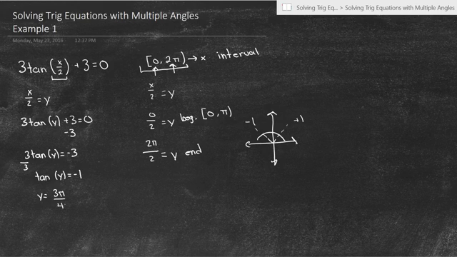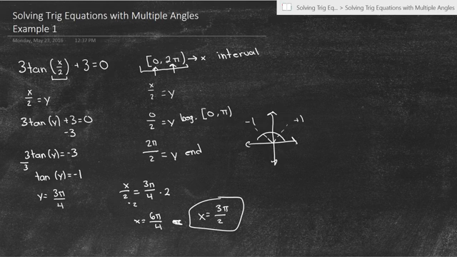And finally, we have to plug back in, because they want the answers in terms of x. We have to say, okay, y equals x over 2, so x over 2 equals 3 pi over 4. So now to get x by itself, we just multiply both sides by 2. So x equals 6 pi over 4, or simplified, x equals 3 pi over 2.